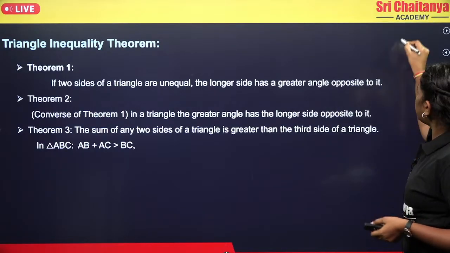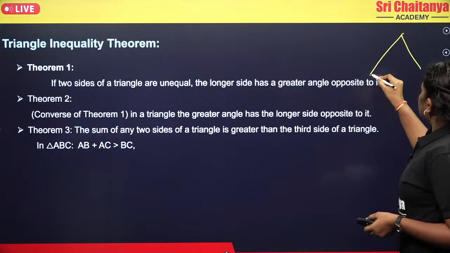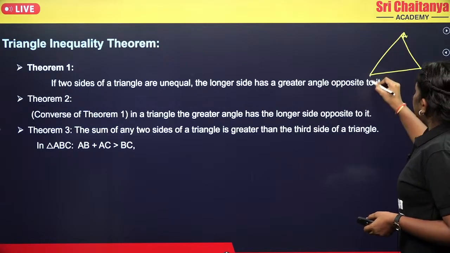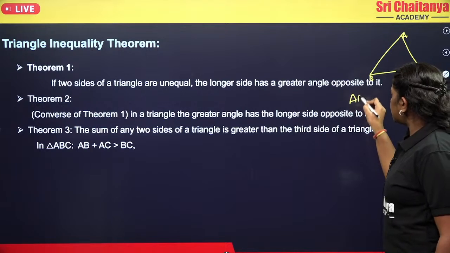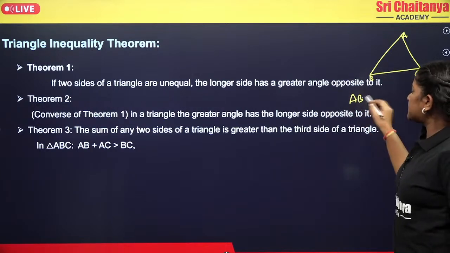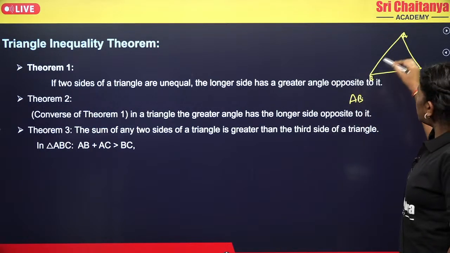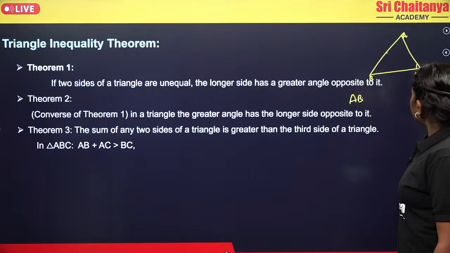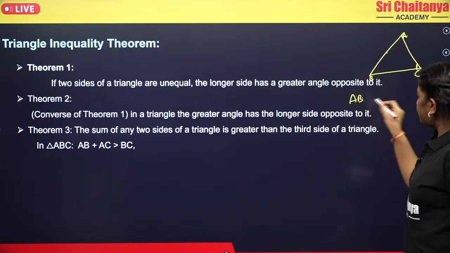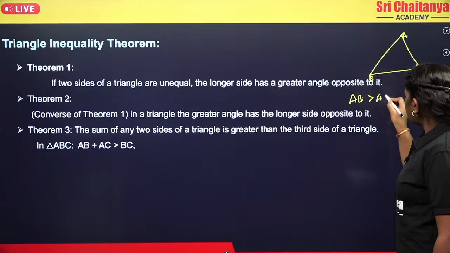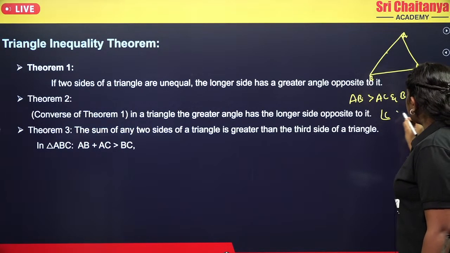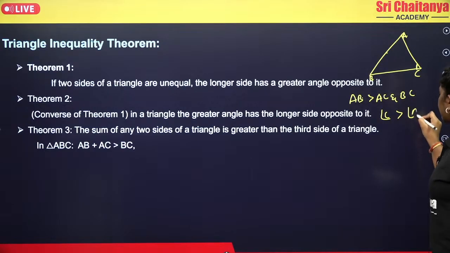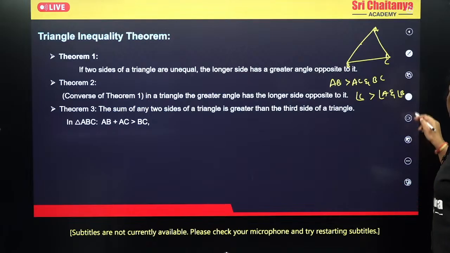let's take a triangle ABC. Now if I say that AB is the longer side, what is the angle opposite to this longer side? That becomes angle C. So if AB is greater than both AC and BC, then angle C will be greater than both angle A and angle B, with the help of theorem 1.